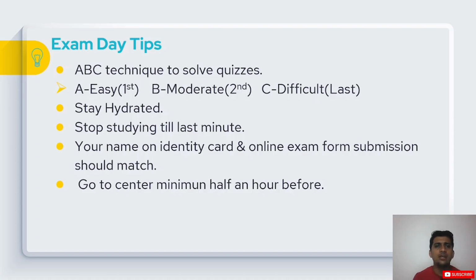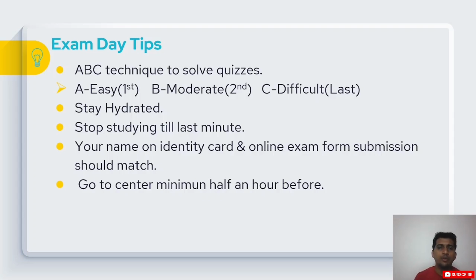So my suggestion is, first you should go for A type of question. Just skip B and C. In the first round, solve all the easy ones. In the second round, come back again from the first question and do the B category. And in the last round, you should go for the C category.